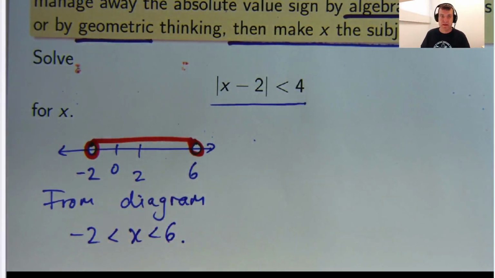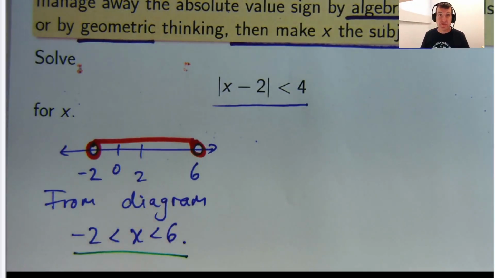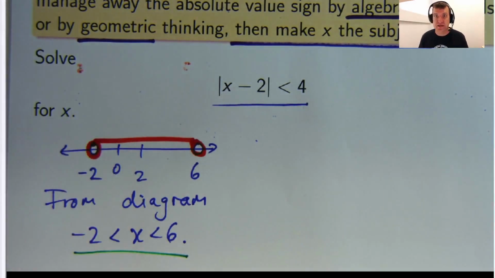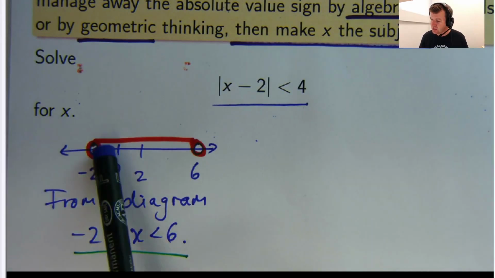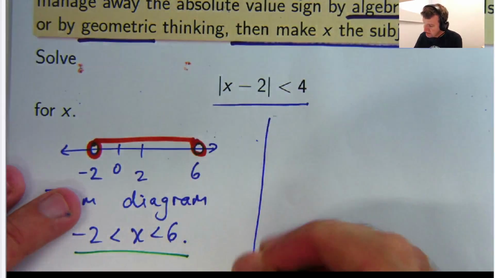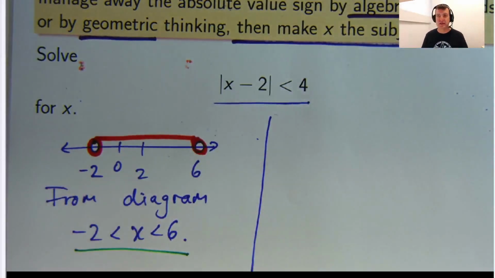That was pretty easy, right? All we had to do was break down the original inequality to involve some distance and then draw a little number line. Pretty easy, right? So that's the visual or geometric way of doing things. Let's do things algebraically now.